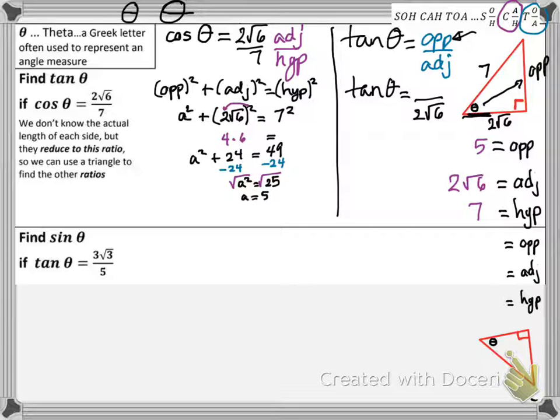And what I want to know for my tangent is the opposite over the adjacent. I already filled in my adjacent. I need to fill in my opposite. Now, we can't leave that radical on the bottom. So we're going to rewrite this as tangent theta equals 5 over 2 root 6. And yes, I like for that fraction bar to come all the way to the end. And I did get rid of the radical on the bottom. So since there's a root 6 on the bottom, I'm going to multiply this by root 6 over root 6.